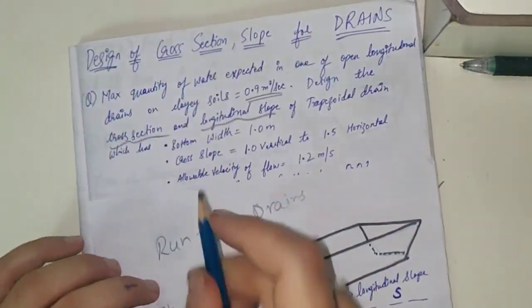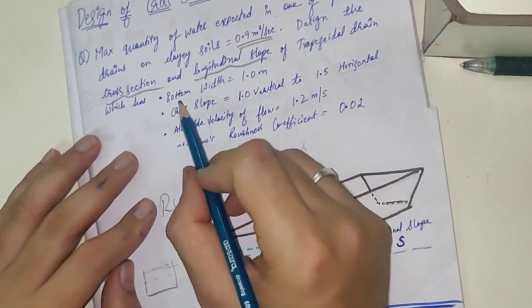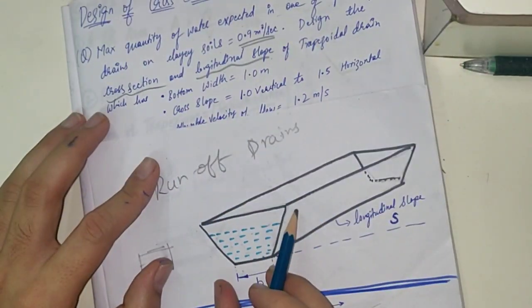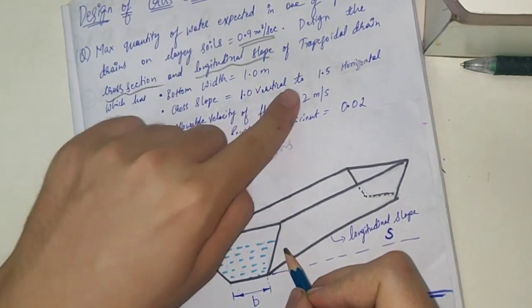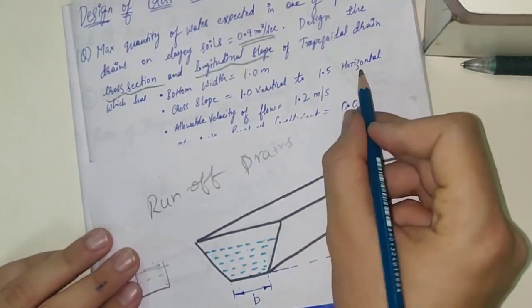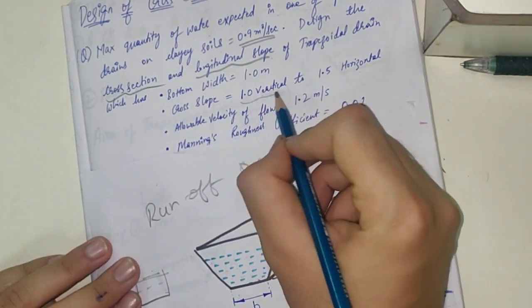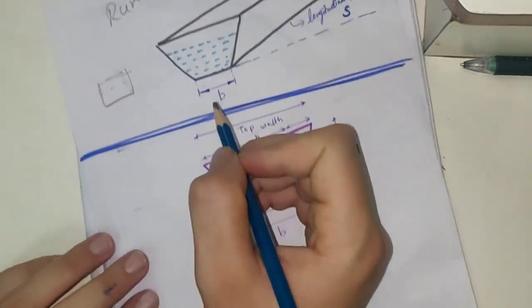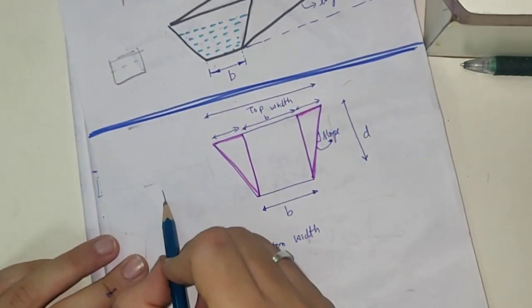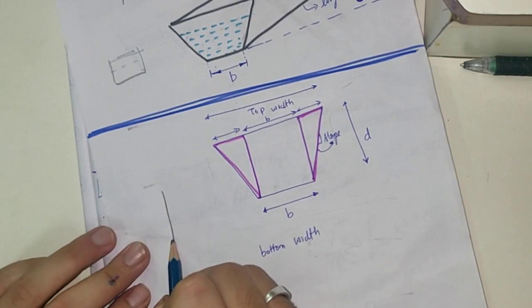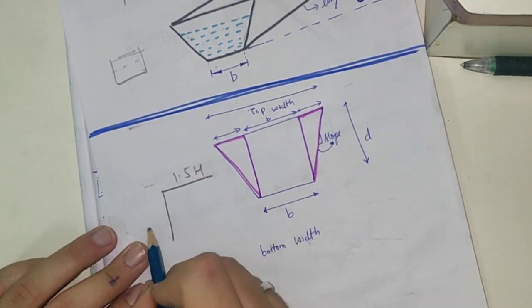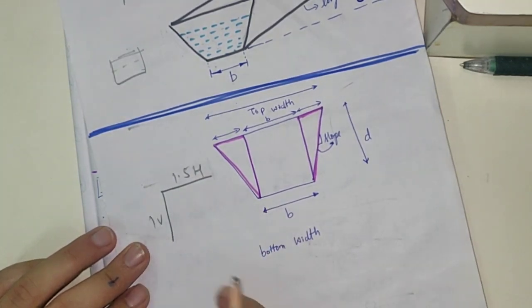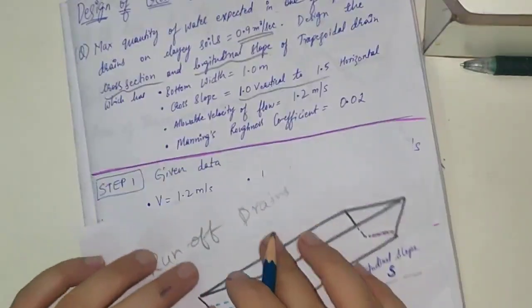Okay, so here what is the given data? Bottom width is given. First understand what the question is. Then cross slope is given. Cross slope is 1 vertical to 1.5 horizontal. Understand this. 1 vertical to 1.5 horizontal means if you take 1 vertical, then 1.5 horizontal.